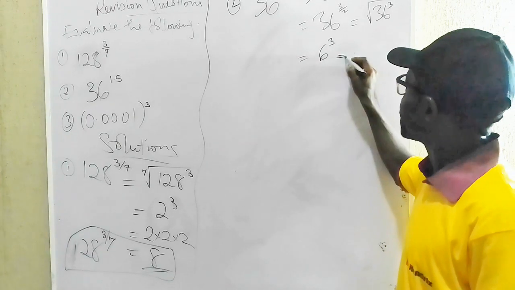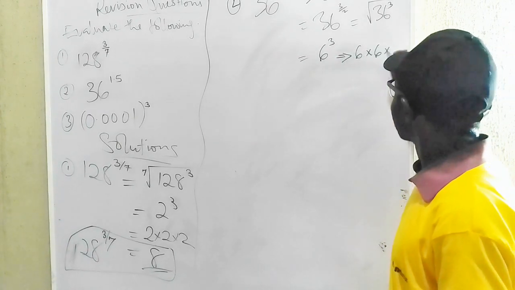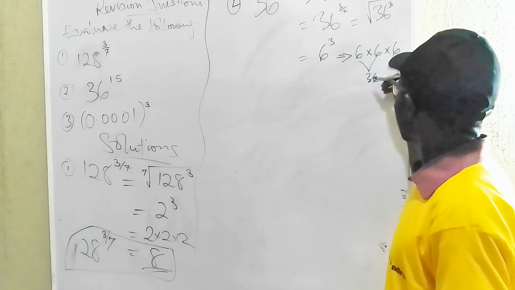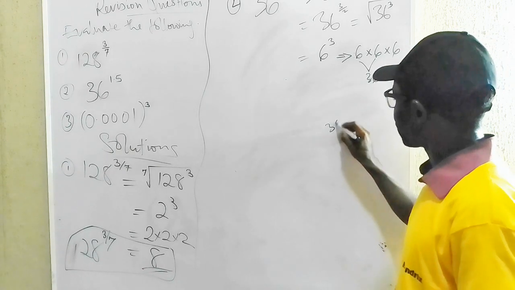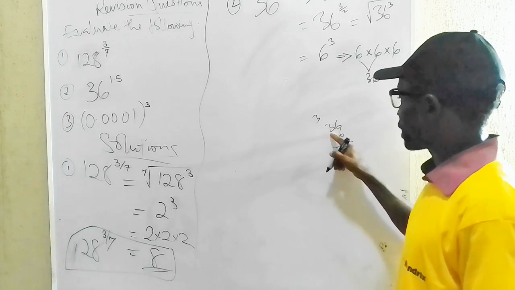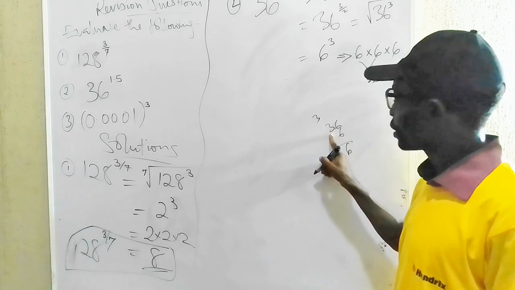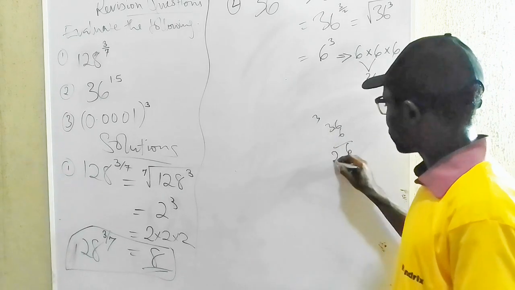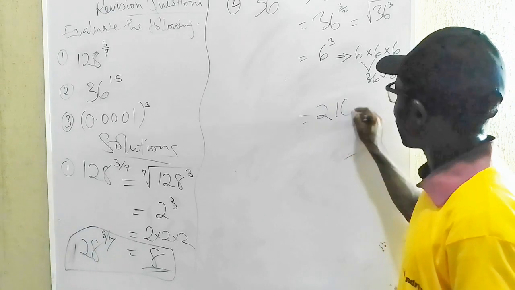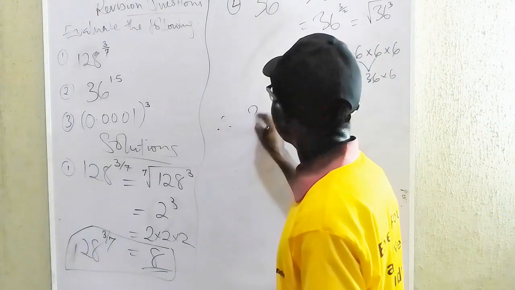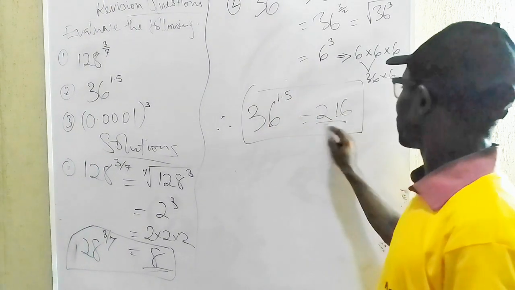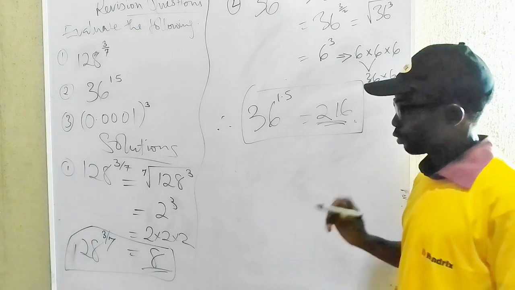What's this raised to the power of 3? It means 6 times 6 times 6. What's 6 times 6? 36. And what's 36 times 6? 6 times 6 is 36, write 6, carry 3. 6 times 3 is 18. 18 plus 3 is 21. So what do you have? You have 216. Therefore, 36 raised to the power 1.5 is equal to 216. So that's that.